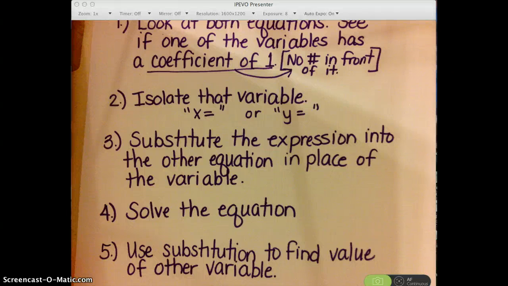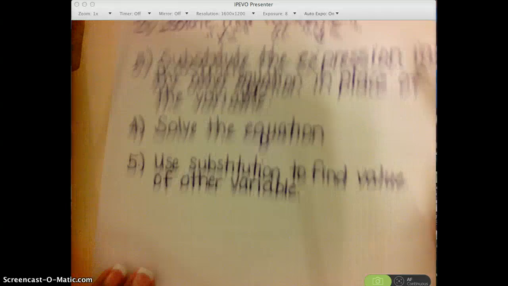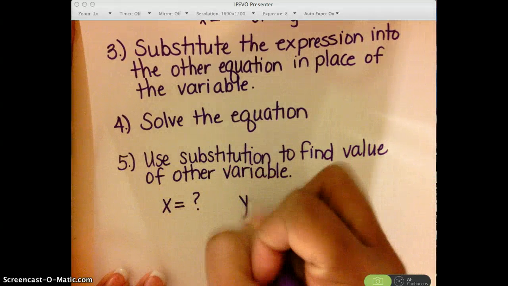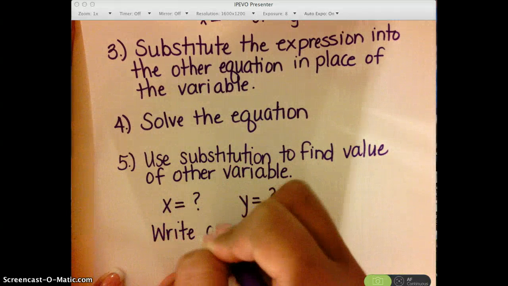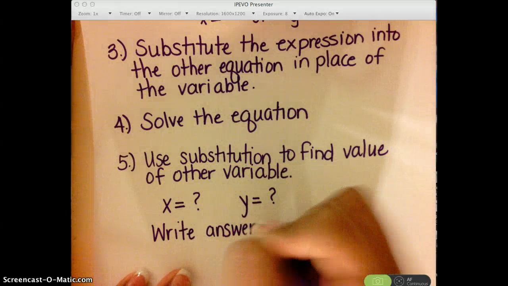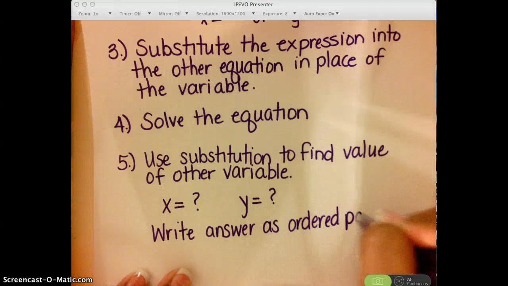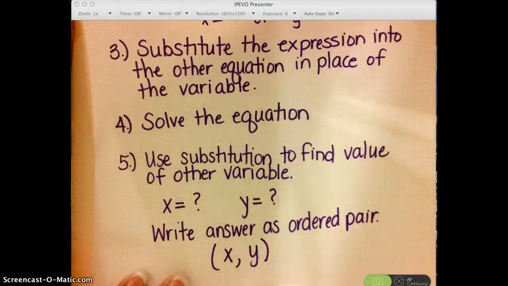Then we're going to substitute the expression into the other equation in place of the variable. We're going to solve the equation, and then we're going to use substitution to find the value of the other variable. Once we've gone through these 5 steps, then you're going to know that x is equal to some number and y is equal to some number. We're going to write our answer as an ordered pair. And when you write your ordered pair, always remember that x comes first and then your y.